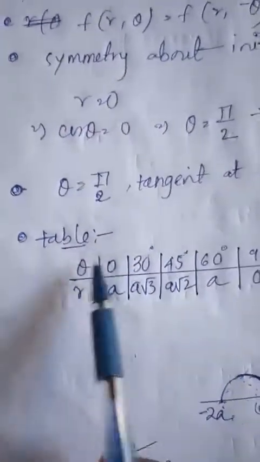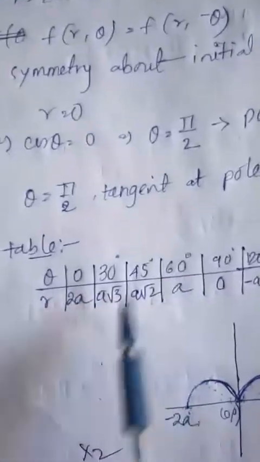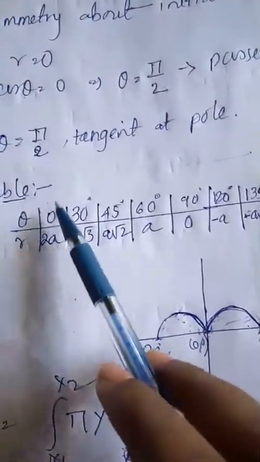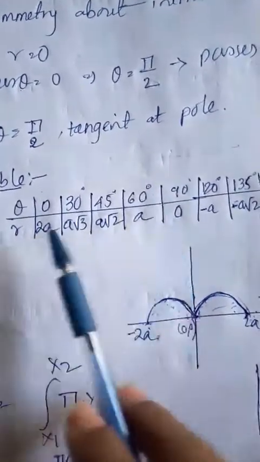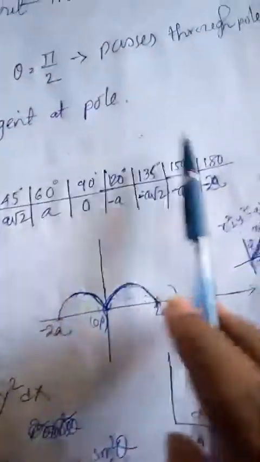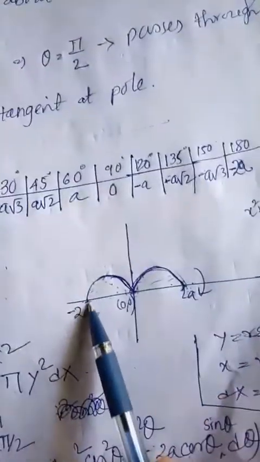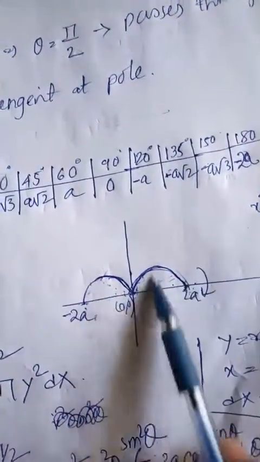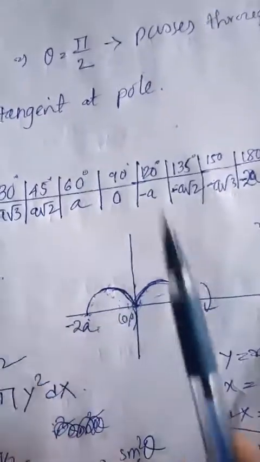Irrespective of our graph knowledge, let's make a table first so that we can be clearer about this graph. From 0 to 90 degrees, r goes from 2a to 0, so it would be like this, and then 90 to 180 it would be like this. If we go further, 180 to 270 it would be like this, and then 270 to 360 it would be like this. So we all know that this is the equation of a circle.